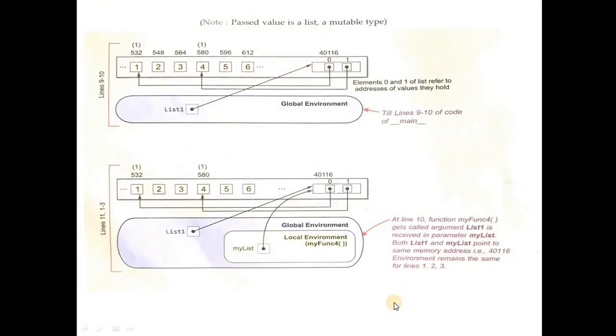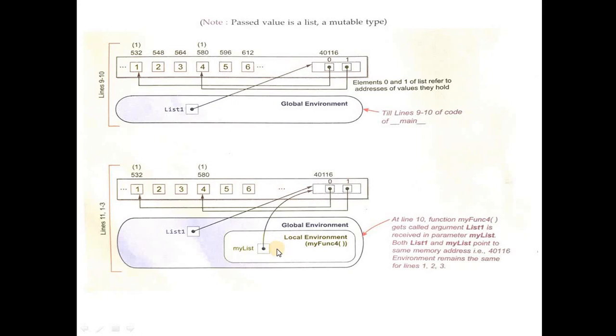So we'll see when a mutable is being passed. Here you can see we have passed a list with two values, 1 and 4. The 0th value is pointing to 1 and the first value is pointing to 4. List 1 is being passed. List 1 is stored in a memory location, that is the global environment.